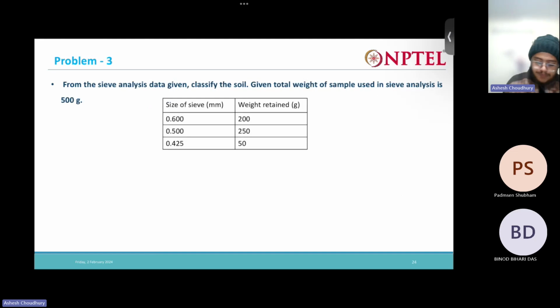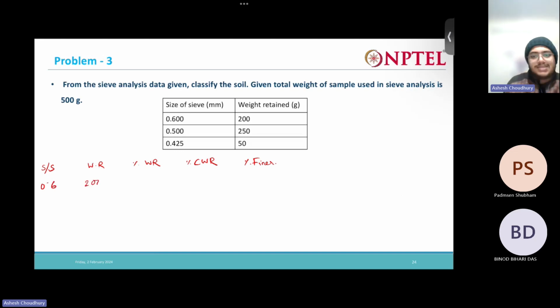Now let us see the next one. From the sieve analysis data, classify the soil. Given that the total weight of the soil sample used in sieve analysis is 500 grams. Sieve sizes and weight retained on each sieve are given, so we will make a small table: sieve size, weight retained, percentage weight retained, cumulative percentage weight retained, and percentage finer. First sieve size is 0.6 mm. What is the weight retained?